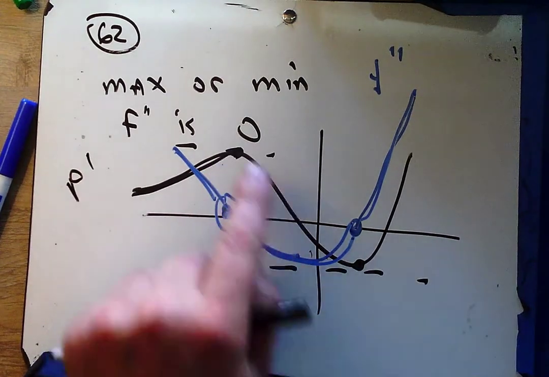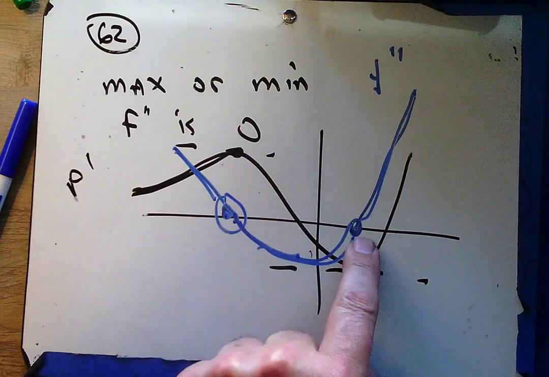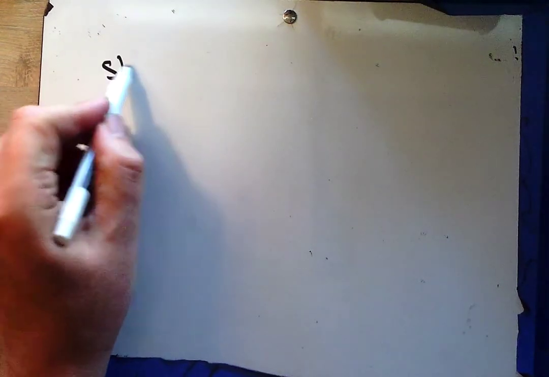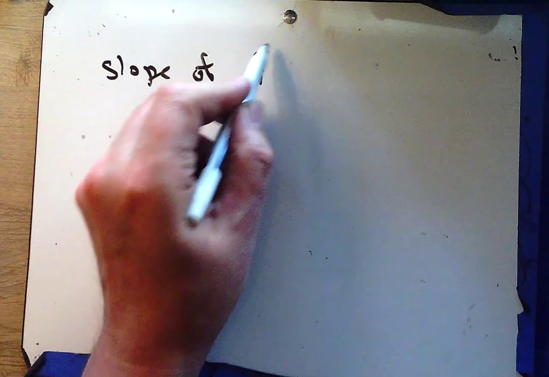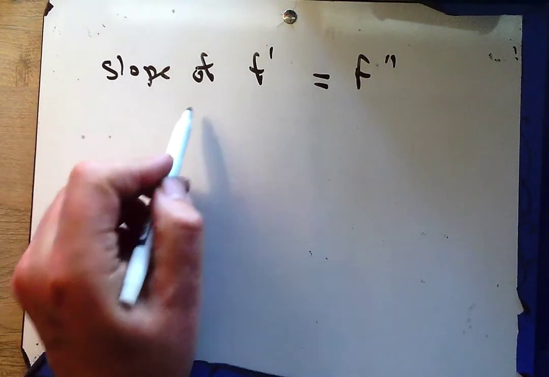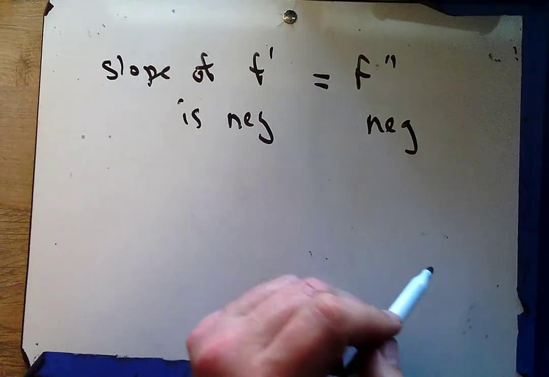But do notice this one. Maxes and mins on f prime will be likely these inflection points on f. Okay. 11. If the slope of f prime is negative, then f double prime is negative. Because when I see the words slope of f prime, well, that's just f double prime. So if the slope of f prime is negative, then f double prime is negative.